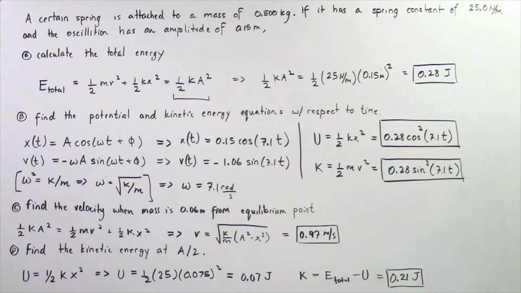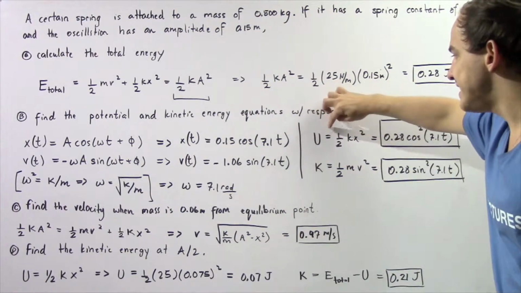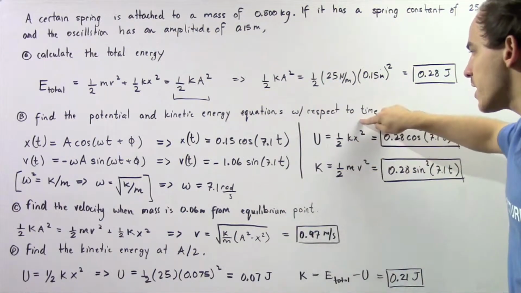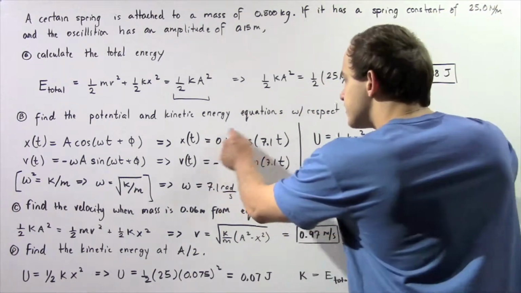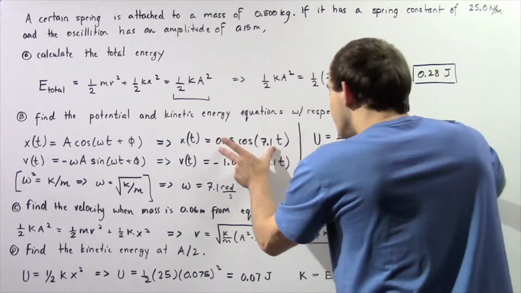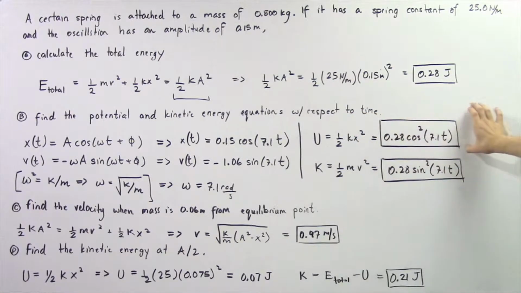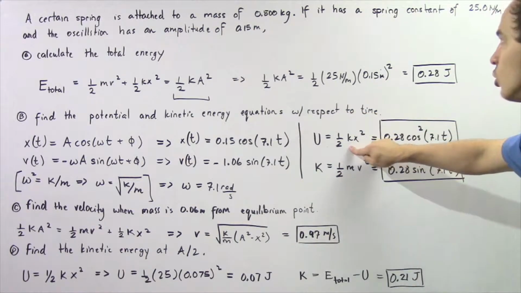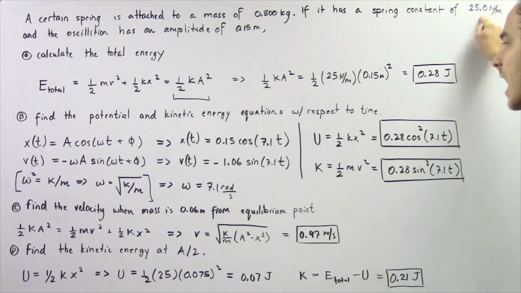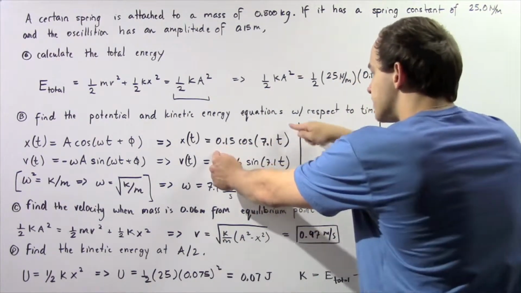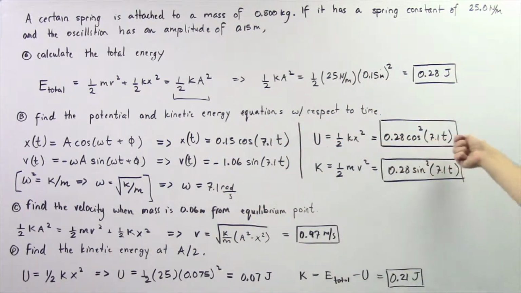Now recall the formula for our potential energy is equal to 1/2 kx squared. So we take this entire equation and we plug it into this equation, and we get the following result. So our k, which is given to be 25, times this whole quantity squared, we get the following equation. And this is our potential energy equation with respect to time.